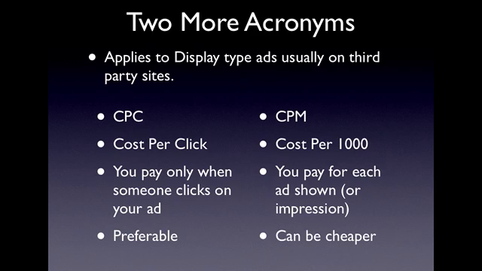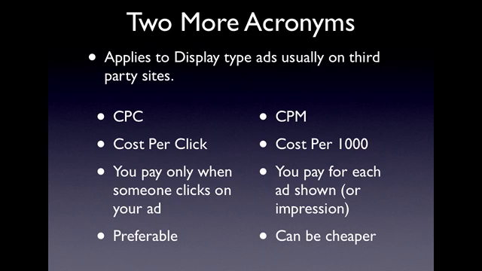Now the final two acronyms I'm going to give you apply to display type ads or banner ads, or they can be text type ads that are usually on third-party sites. So if you go and do something with your local newspaper, for instance, or if you go to another site and say, I want to do advertising, they usually give you two options, and you can do a CPC or a cost per click, and this means you only pay when someone clicks on your ad. Or you can do a CPM, which is a cost per 1,000 impressions. So you pay for each impression. So when somebody sees your ad, you're paying for them to see your ad rather than paying for them to click on your ad. Personally, I prefer cost per click because you can really see your costs and you're only paying for the results of that click.